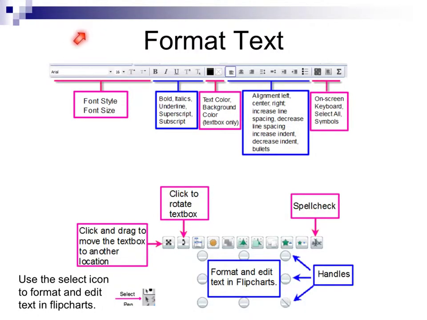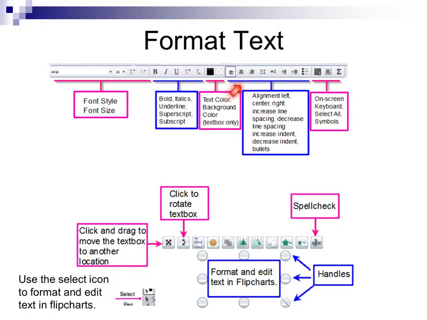You can format the text. In order to format the text, you will look up above on the top of your Promethean, and it will have your font style, your font size. You can choose those. Of course, you can do bold, italicized, underline, superscript, subscript. Your text color is on the left-hand side. Your background color is for the text box only. If you choose the one with the X, there is no background color. Of course, you have your alignments.